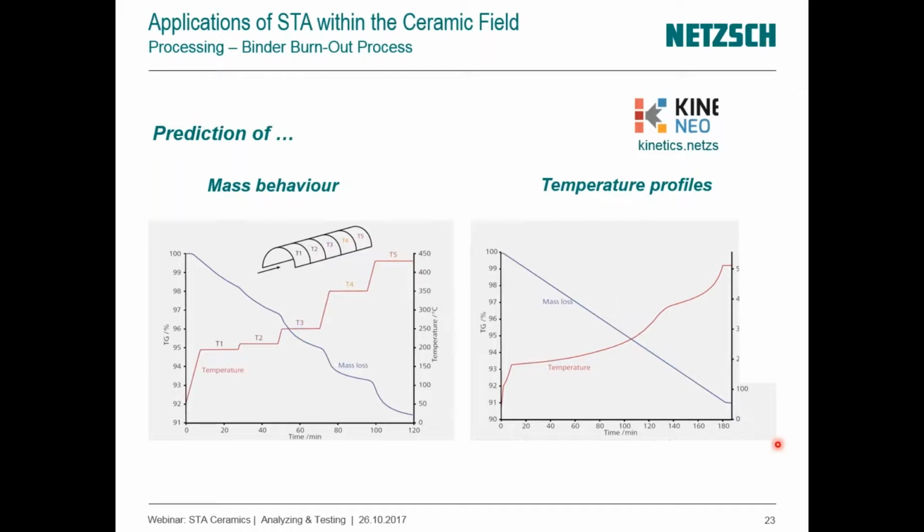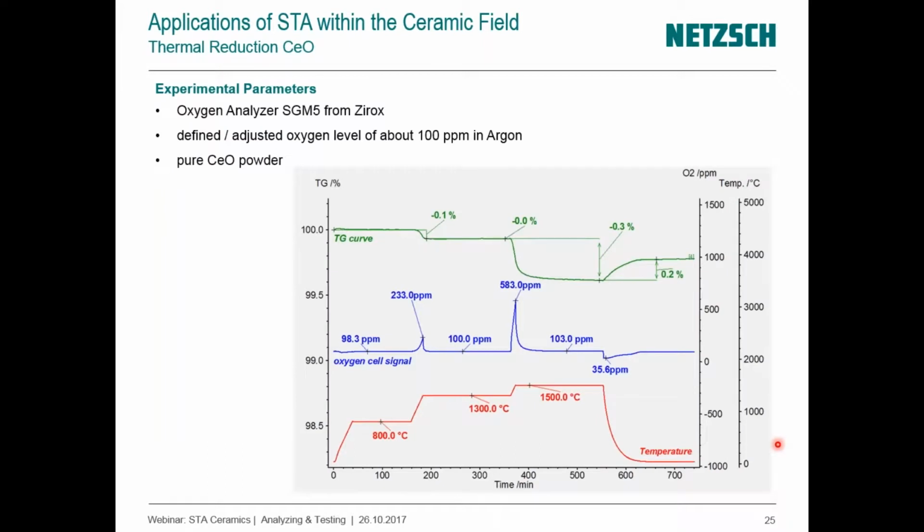Let's come to the last part, which is the application process, so maybe simulation of some application behavior. And here I have one example with me, which is the thermal reduction of cerium oxide. So maybe if you're working with oxide materials, you know that in principle this oxide, or especially the oxide content, can be manipulated by temperatures, so by thermal reduction. What you see here, just as an information picture, we have a defined oxygen level of about 100 ppm, which was measured with a special oxygen analyzer from the company Xerox.